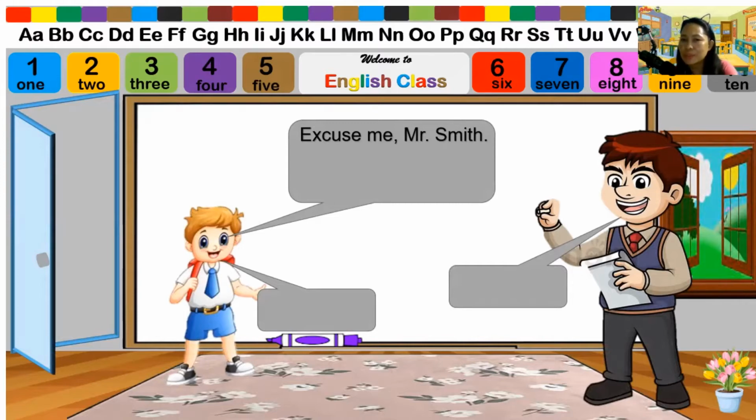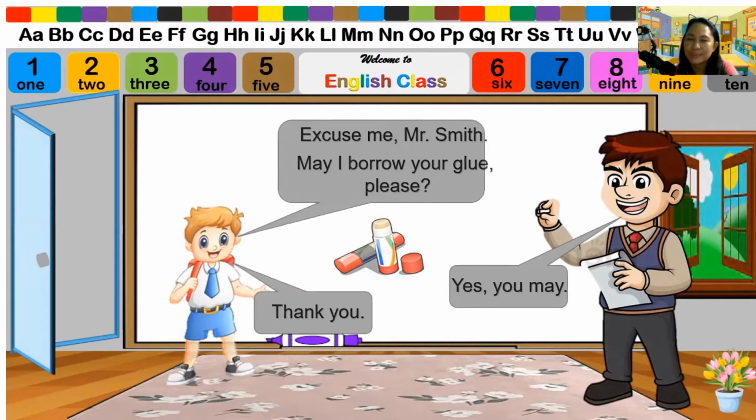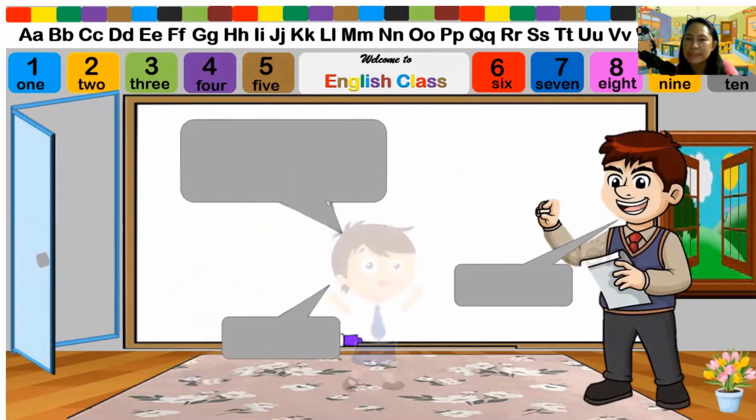Excuse me, Mr. Smith. May I borrow your glue, please? Then Mr. Smith will answer. If he has a glue, he will say, yes, you may. And then we say, thank you. Let's keep practicing.